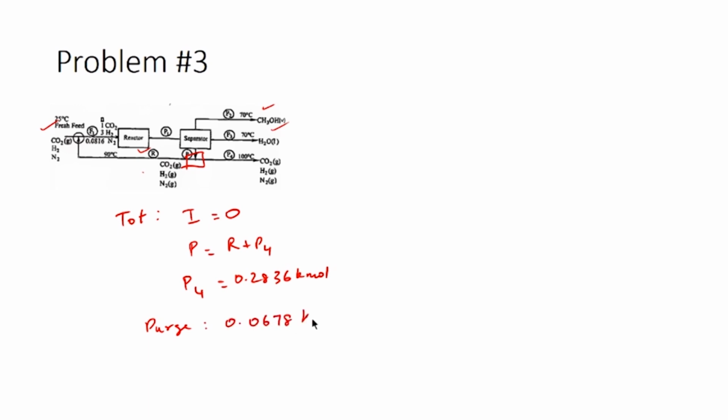So, the purge stream basically contains 0.0678 kilomoles of CO2, 0.2031 kilomoles of hydrogen and 0.0128 kilomoles of nitrogen. So, this gives us the information about the purge stream as well.